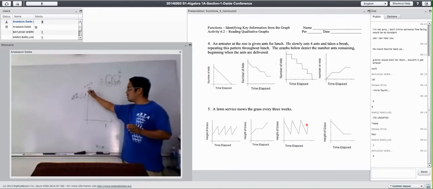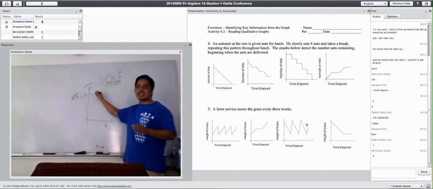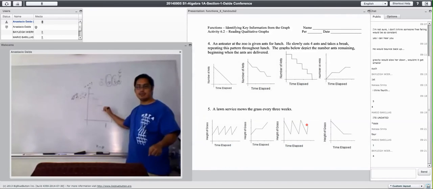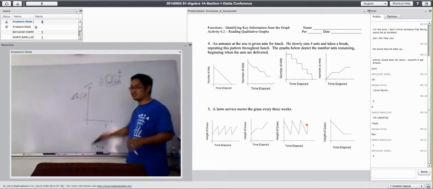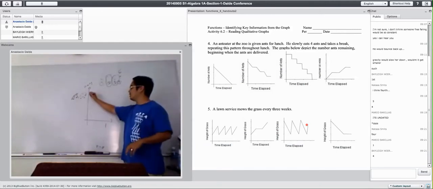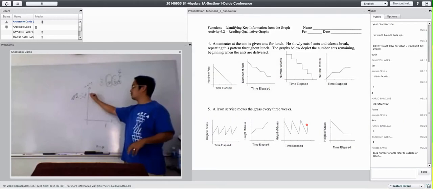3 would be the scenario where he has the ants, and then he eats 4 in one bite. And he eats 4 in one bite. And he eats 4 in one bite. Waits a little bit, eats 4 in one bite. Got it? But that's where they didn't say that. They actually said he slowly eats 4. So it goes down 4.